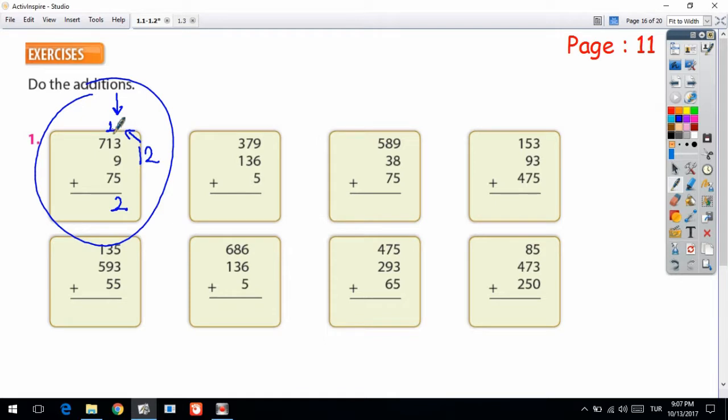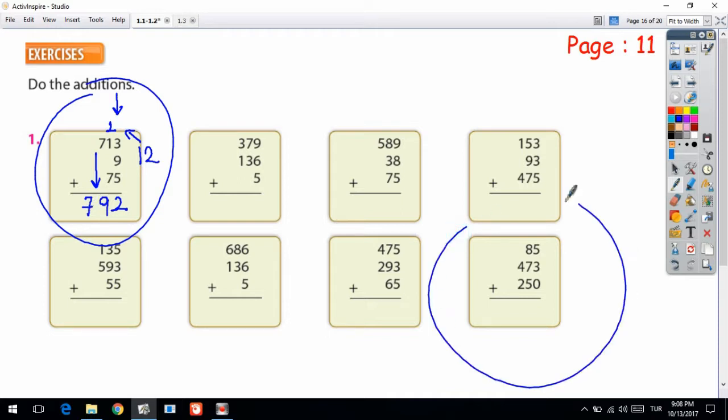So now let's continue to add the numbers from the tens digit. 1 plus 1, 2. 2 plus 7 is equal to 9. I am writing 9 in the tens digit. So we have a number in the hundreds digit in the question, 7. I will bring 7 down. So your answer is 792.